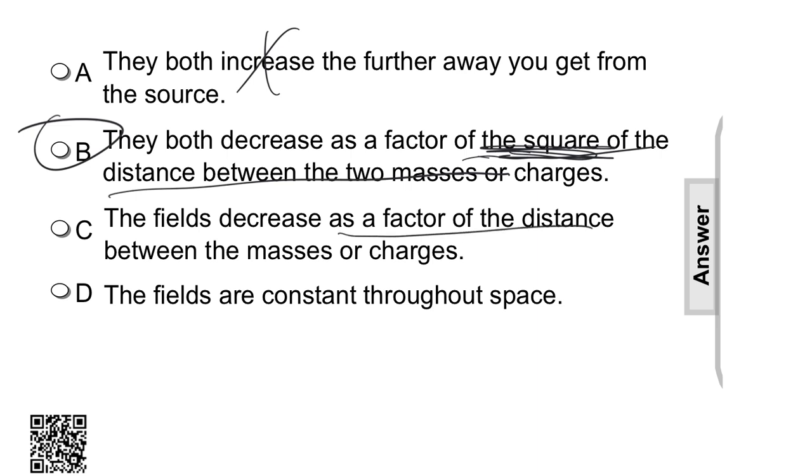So it's just as a factor of the distance squared. They left it out, so that's not right. The fields are constant throughout space? No, as you get further from the object, the field decreases, so that's wrong.